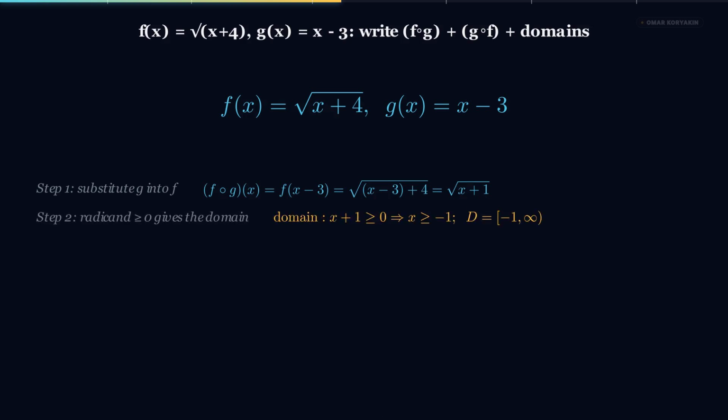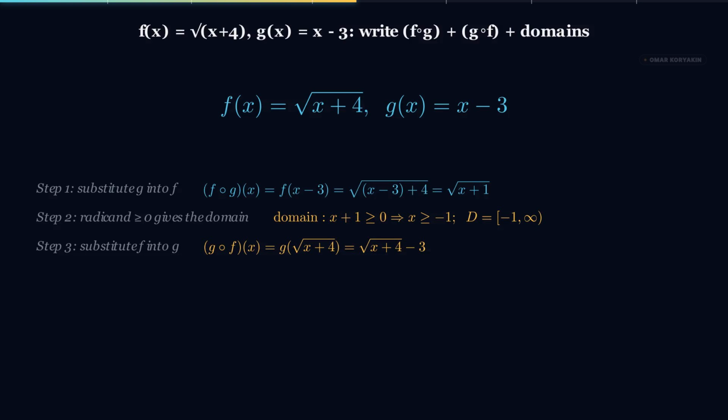Step 2. Find the domain of f composed with g. The composition is a square root function, so the radicand must be non-negative. Set x plus 1 greater than or equal to 0 and solve. X is greater than or equal to negative 1. So the domain is the half-infinite interval from negative 1 to positive infinity, including negative 1.